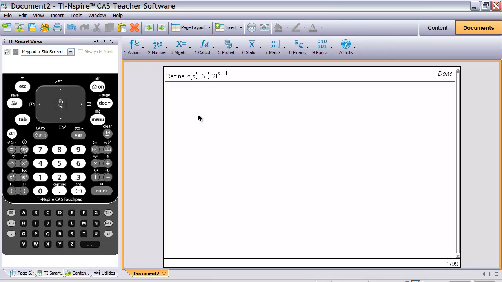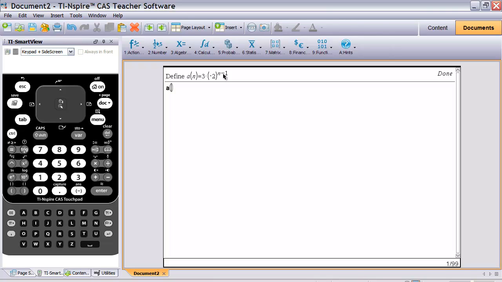So I've defined it in terms of the inside of parentheses here. This n represents the variable that it's defined in terms of. So a of n, or a sub n, is equal to 3 times negative 2 raised to the n minus first power. Okay. Now, if I want to find the value of that function at any value of n, I type in a, and notice how it comes in bold, knowing that it's an already defined function.